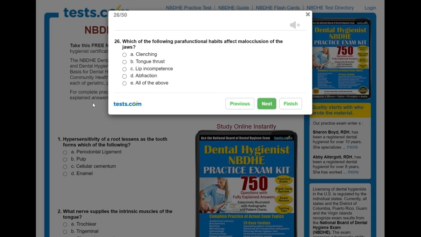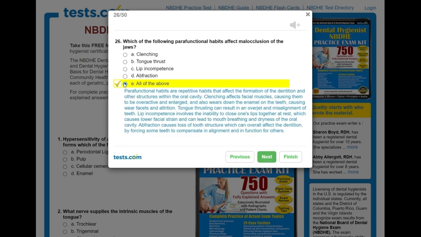Question 26. Which of the following parafunctional habits affect malocclusion of the jaws? A. Clenching. B. Tongue thrust. C. Lip incompetence. D. Abfraction. E. All of the above. E. All of the above.